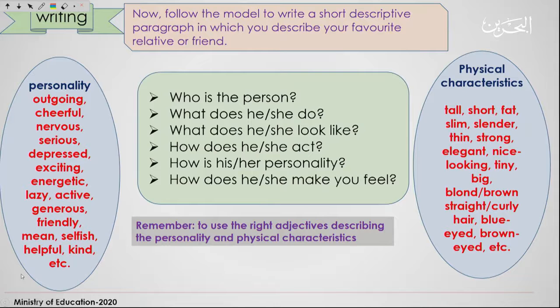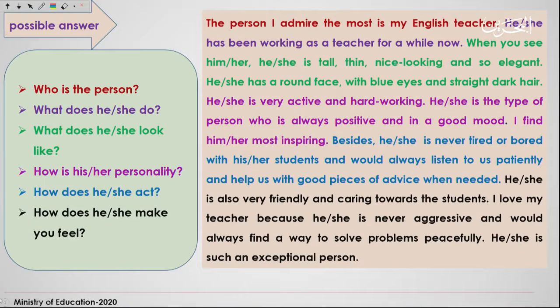Okay, let's check a possible answer. Again, I used colored questions to match it with the answers so that it's easier for you to track it. Let's read it all together. So the questions are: who is the person? What does he or she do? What does he or she look like? How is his or her personality? How does he or she act? How does he or she make you feel? So let's read the paragraph together.